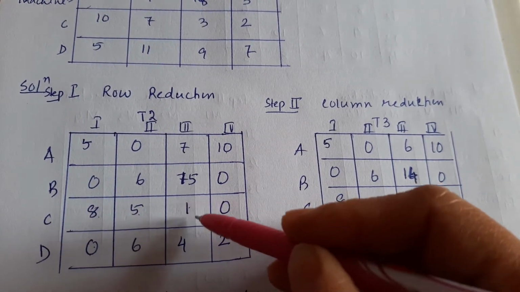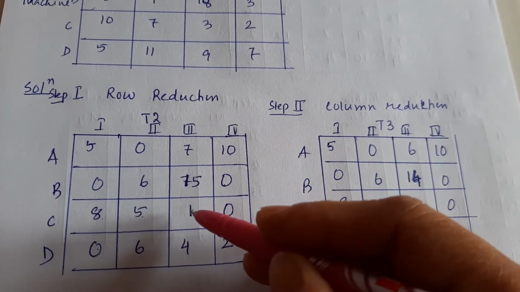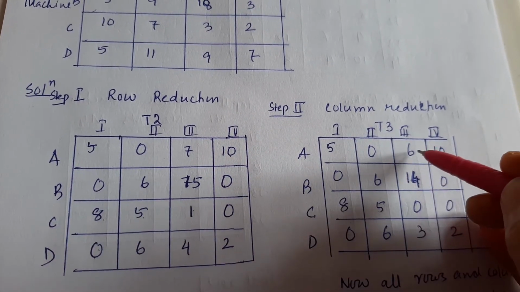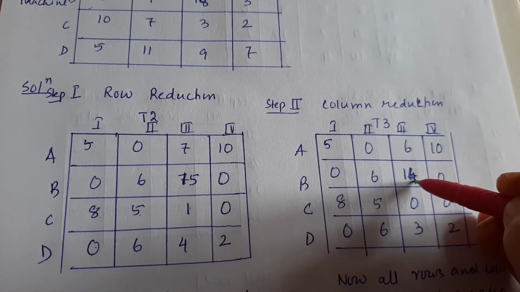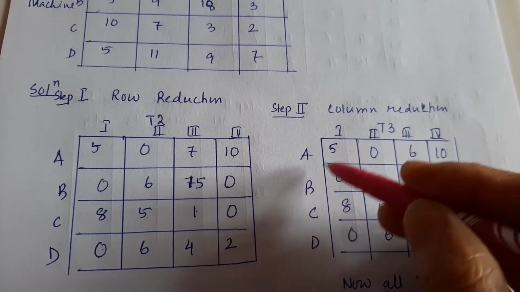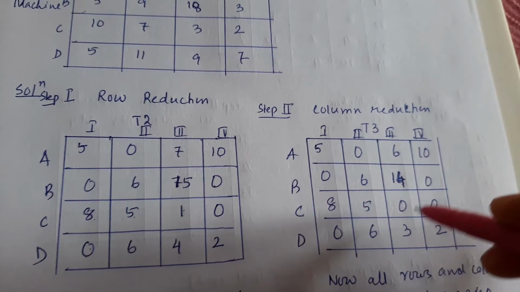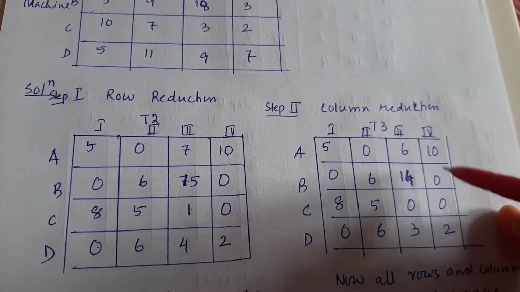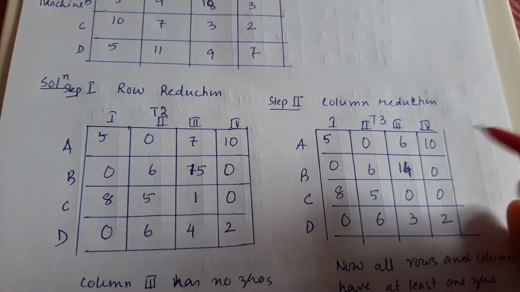Here the least value is 1. So you subtract 1 from all other elements. You get 7 minus 1 is 6, 15 minus 1 is 14, 1 minus 1 is 0, and 4 minus 1 is 3. So this is your matrix after reduction. This is your reduction matrix. Ultimately you get the reduction matrix in this table. So table 3 gives you the reduction matrix.